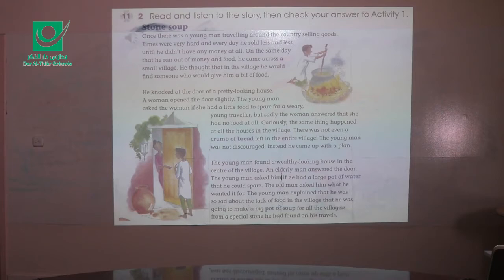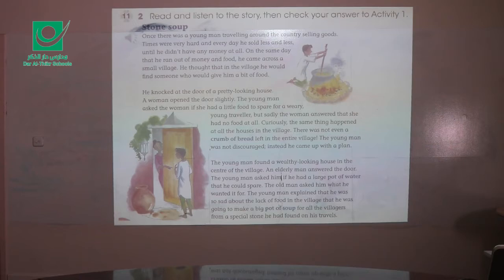He knocked at the door of a pretty-looking house. A woman opened the door slightly. The young man asked the woman if she had a little food to spare for a weary young traveller, but sadly the woman answered that she had no food at all. Curiously, the same thing happened at all the houses in the village. There was not even a crumb of bread left in the entire village.